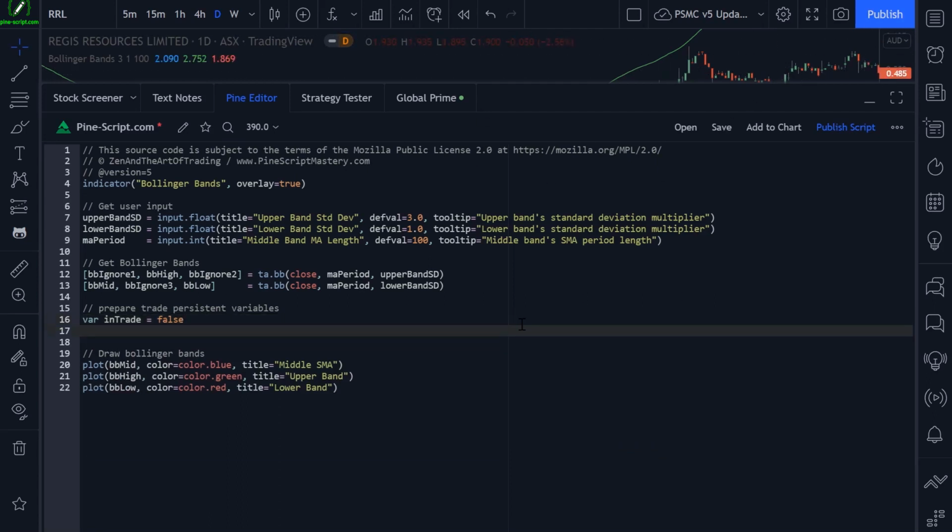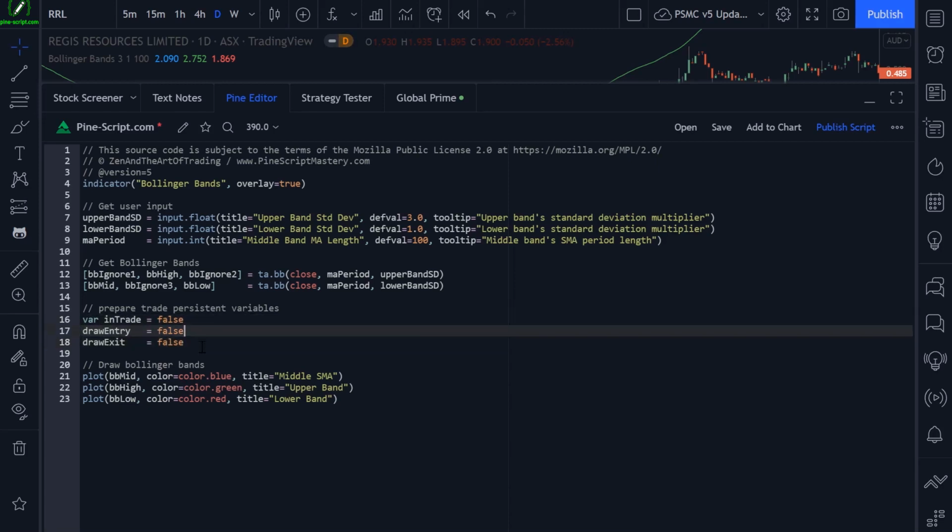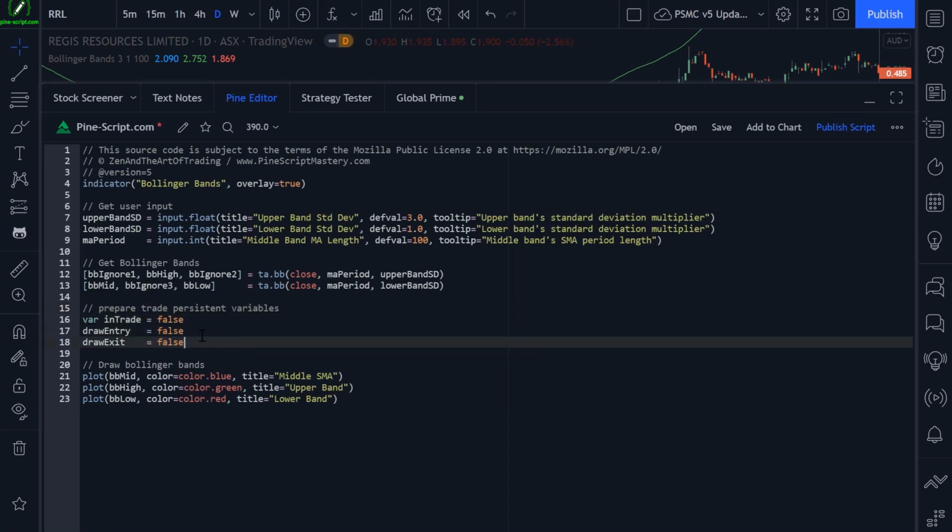The next Boolean values I need are draw entry and draw exit. So all of these are going to be set to false by default. I'm going to indent these equal signs so that again, it's just easier on the eyes. This is completely optional. If you don't like the look of this, you don't have to indent these equals. It's just a habit I've gotten into recently.